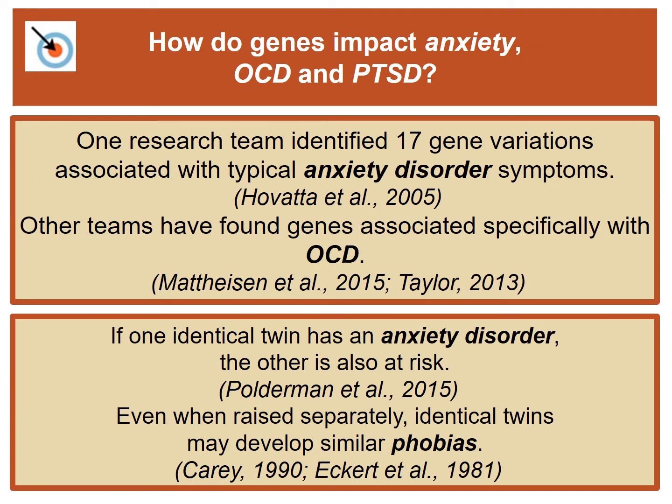How do genes impact anxiety, OCD, and PTSD? One research team identified 17 gene variations associated with typical anxiety disorder symptoms. Other teams have found genes associated specifically with OCD. If one identical twin has an anxiety disorder, the other is also at risk. Even when raised separately, identical twins may develop similar phobias.